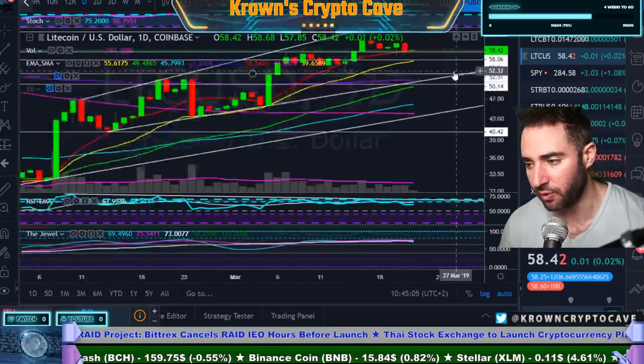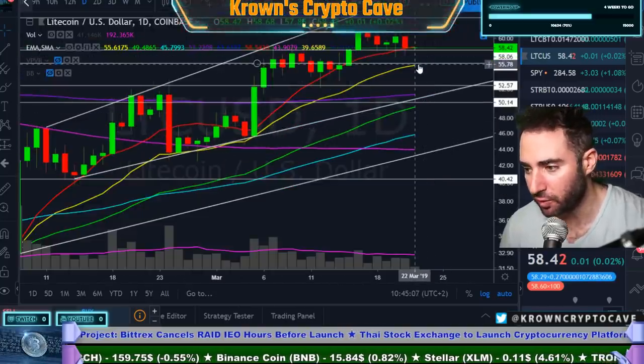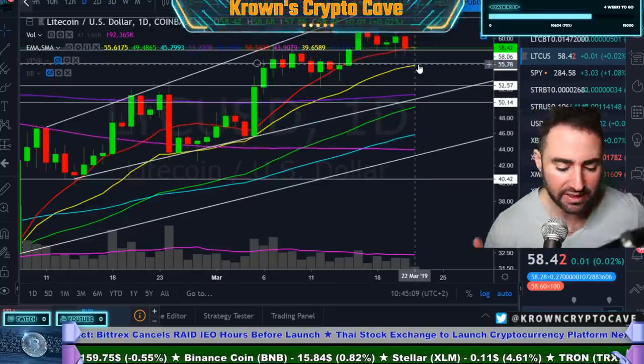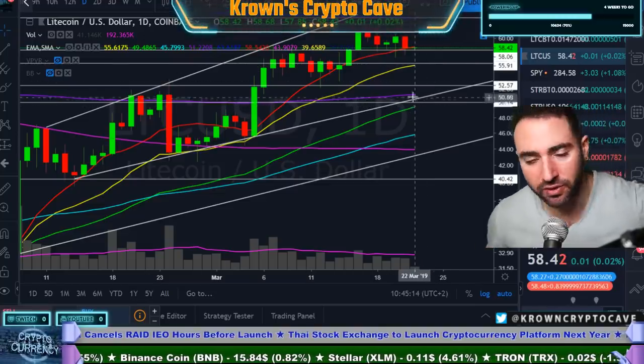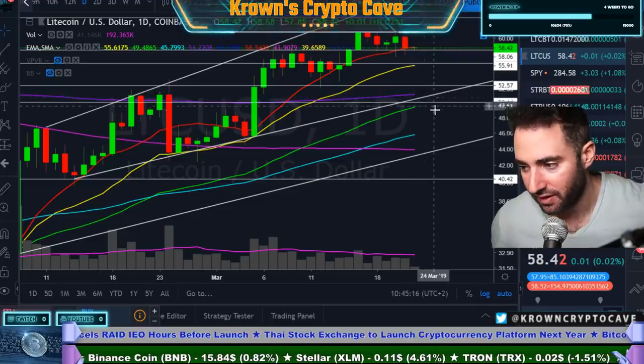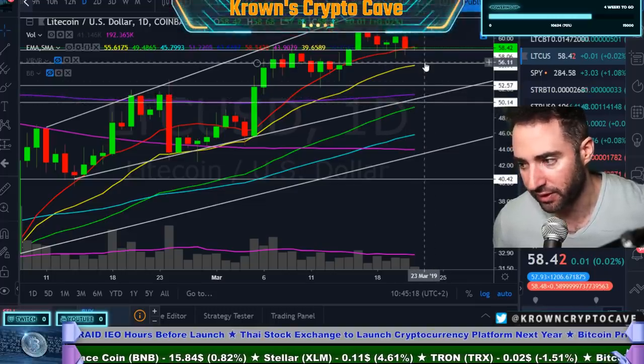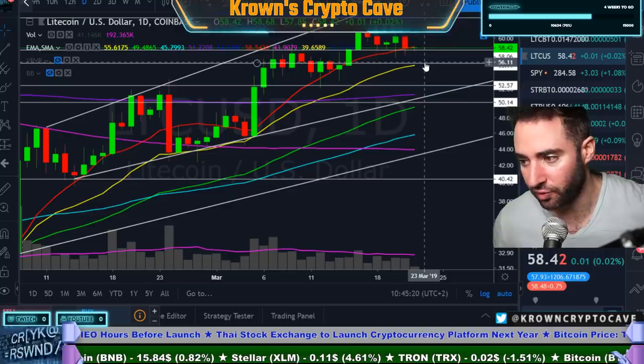We kicked well out of the bullish control zone now. I would still be looking for a move probably down to about $56, but I need to see the reaction there, because the golden cross is coming. As long as Litecoin stays above $56, it will happen sooner rather than later.